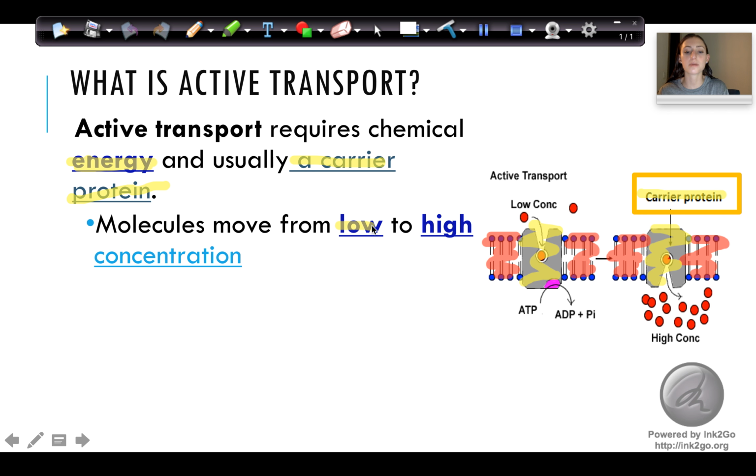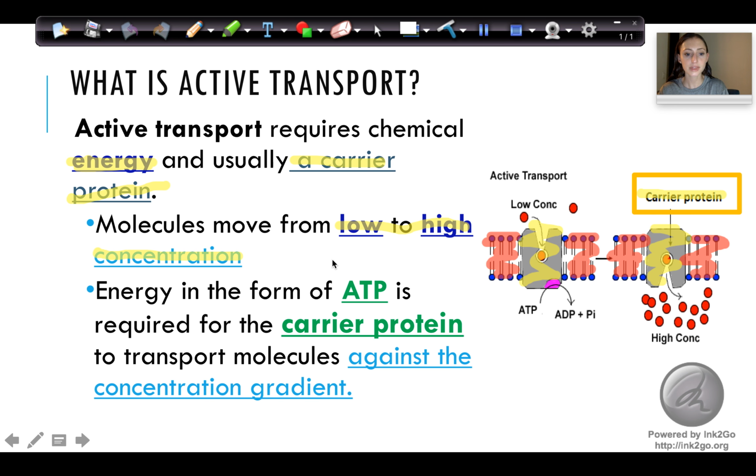Lastly, we already know this part. Molecules are moving from low to high concentration, or going up my mountain. That's going to take energy. Now, this last part, I said it earlier in the video. Energy in the form of ATP is required for this carrier protein to transport molecules against the gradient. So just like those people, I'm going from a low to a high concentration of people. I'm going to need energy to do that.